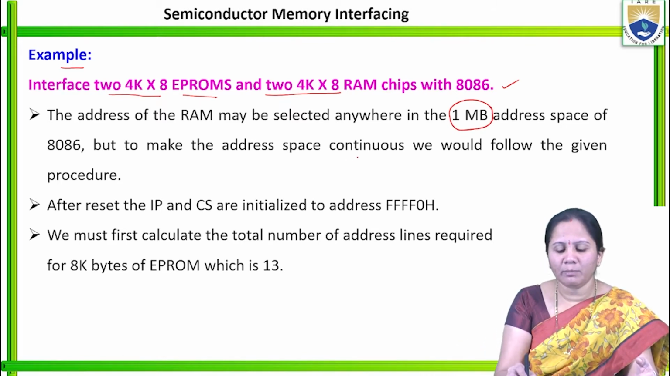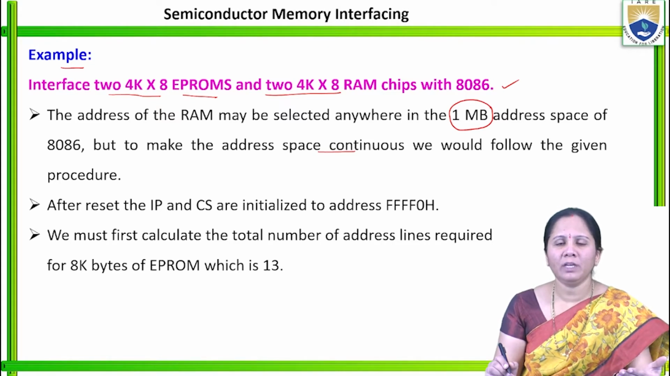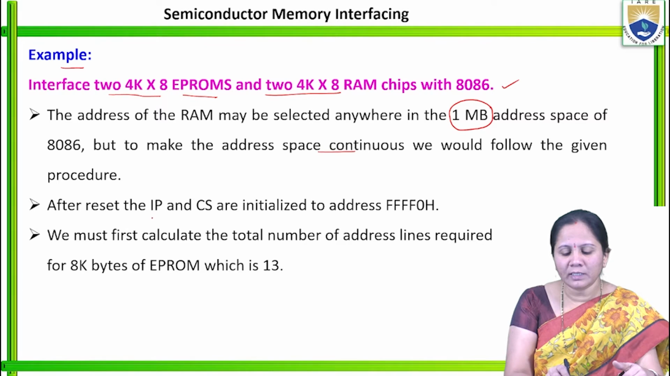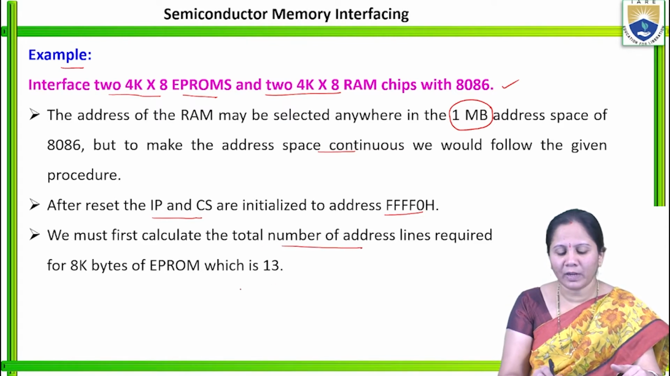Among this 1 MB, to make the address space continuous, we will follow the given procedure. First we have to consider the size of the memory. That memory size we have to write in terms of 2 power n, which says how many address lines should be used. So we have to follow this procedure. After reset, the IP and CS will be initialized to FFF0H. So we must first calculate the total number of address lines required for 8 kilobytes of EPROM.